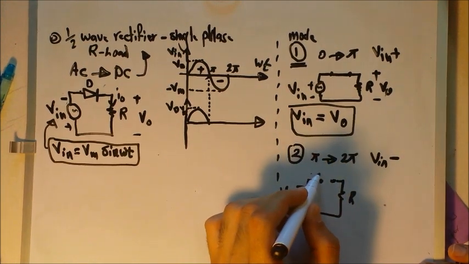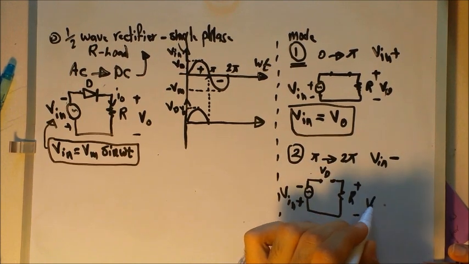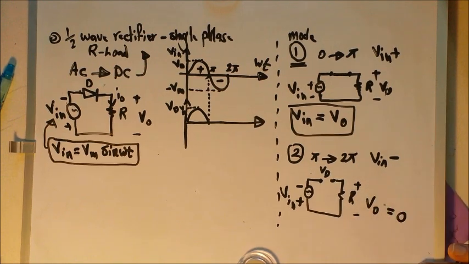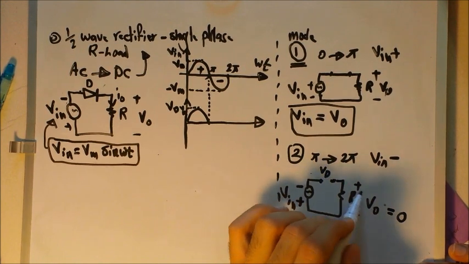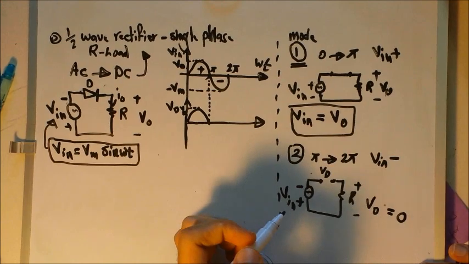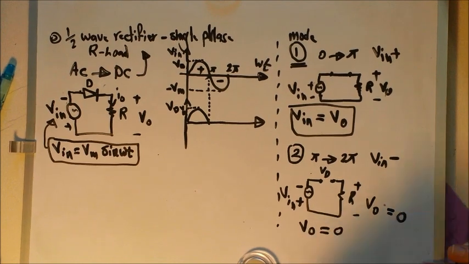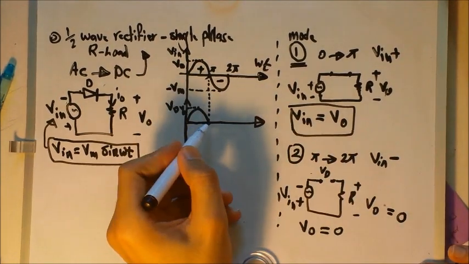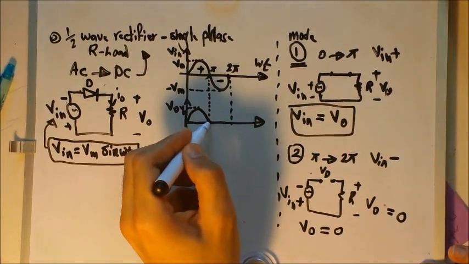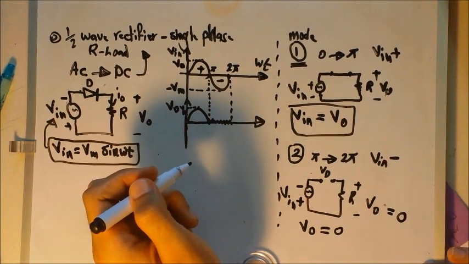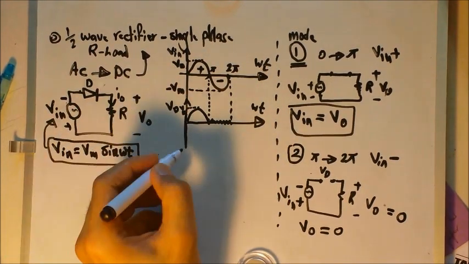So this is V diode and this is V output, which equals zero, because there's no current, so we don't have any voltage across the resistor. That means V output equals zero in the second mode, between pi to 2 pi. So we have here 0 volt.